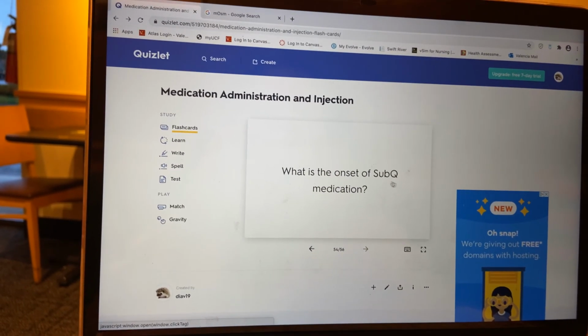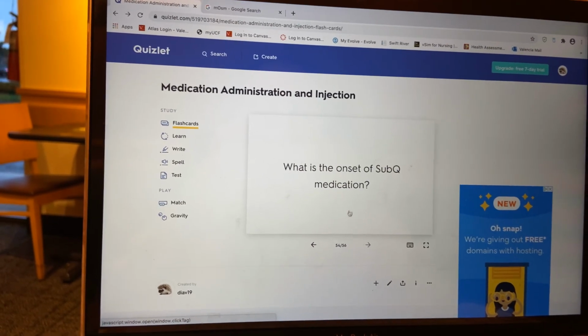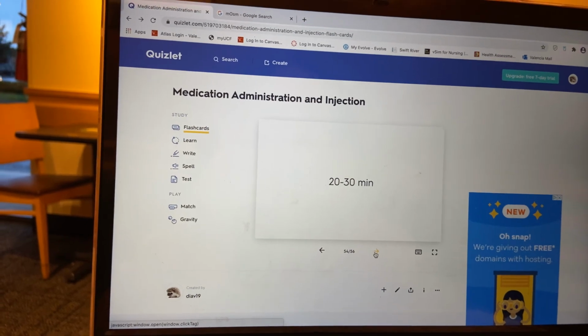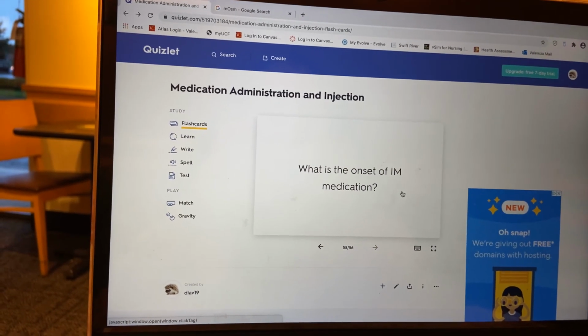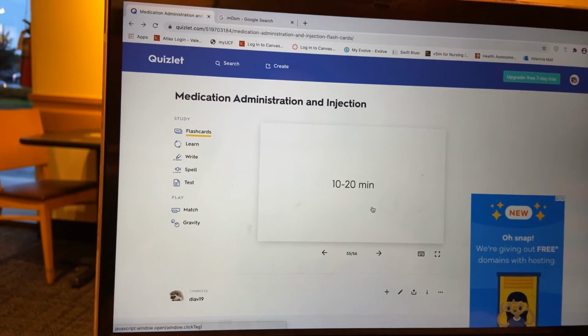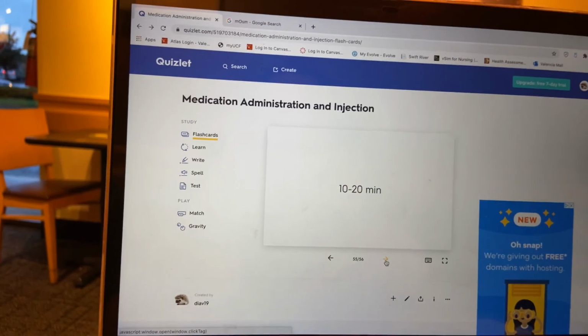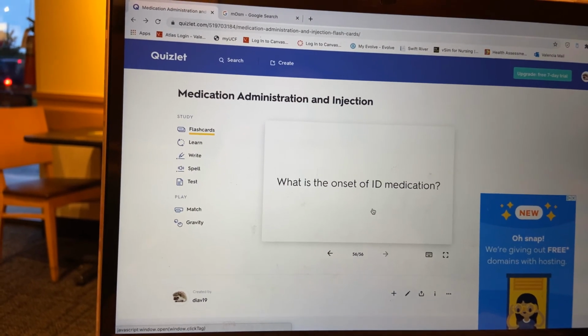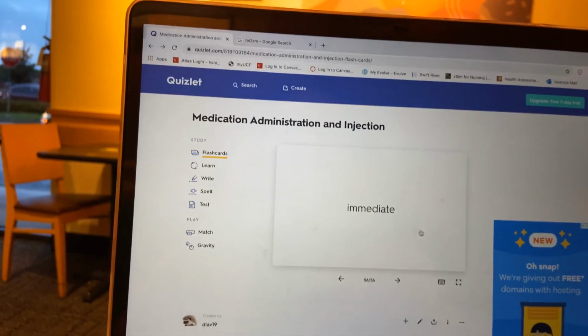What is the onset of subcutaneous medication? 20 to 30 minutes. What is the onset of intramuscular medication? 10 to 20 minutes. What is the onset of intradermal medication? Immediately.